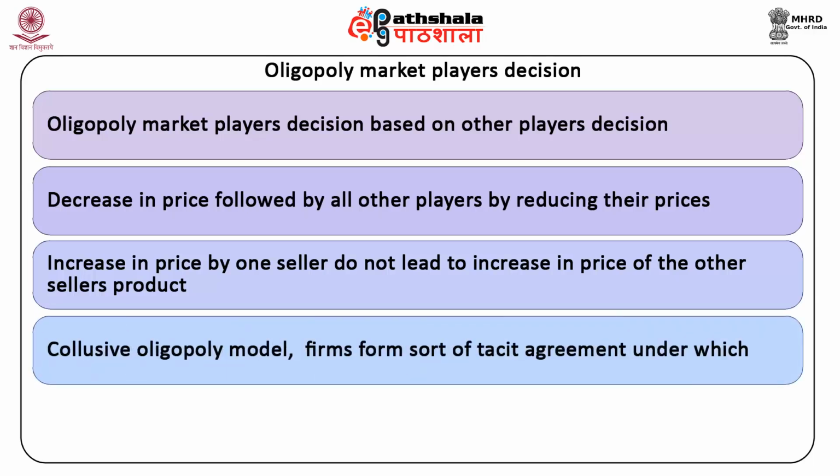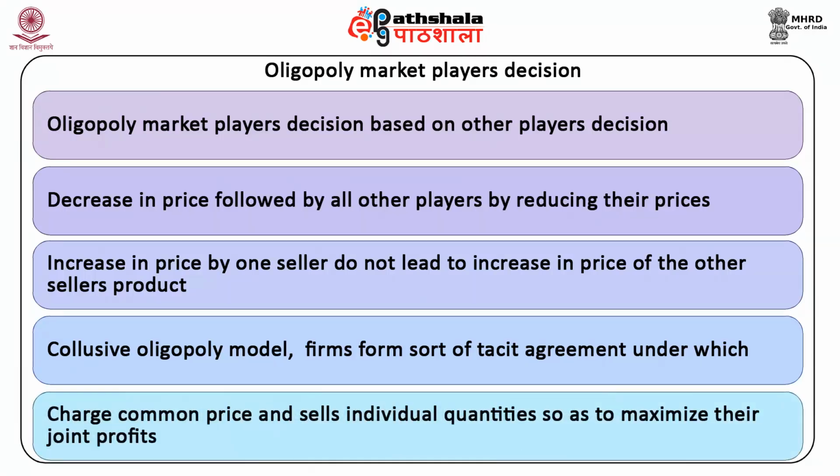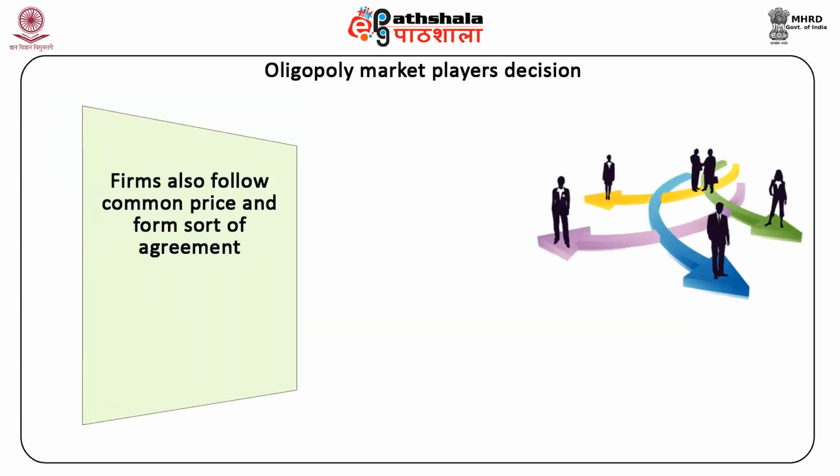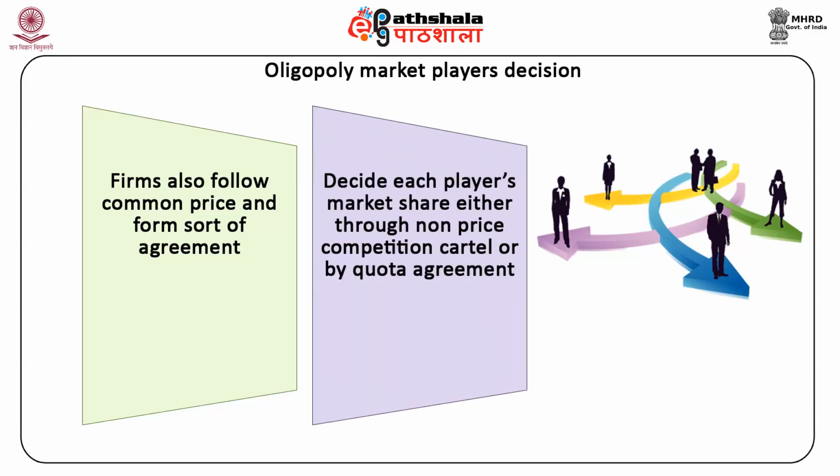In the collusive oligopoly model, all firms form a sort of tacit agreement under which they all charge a common price and sell individual quantities so as to maximize their joint profits. However, firms can also follow a common price and form an agreement under which they decide each player's market share either through a non-price competition cartel or by quota agreement.